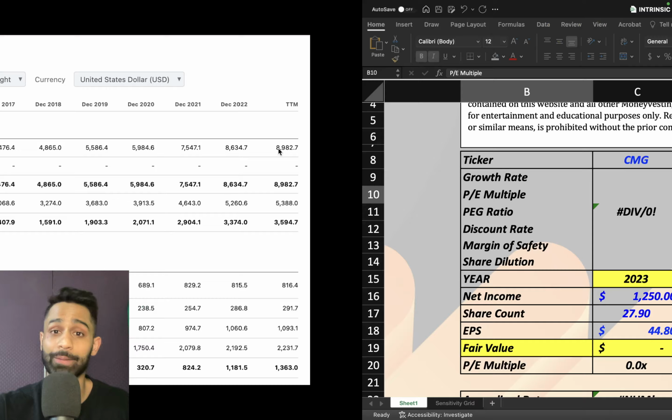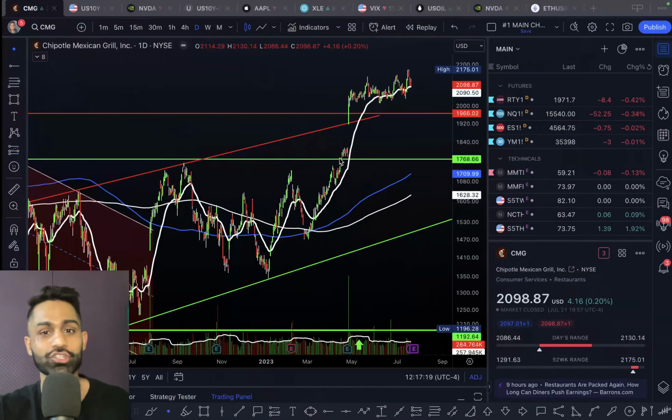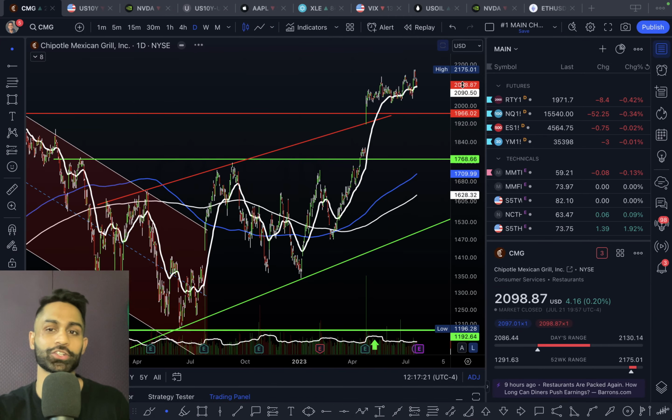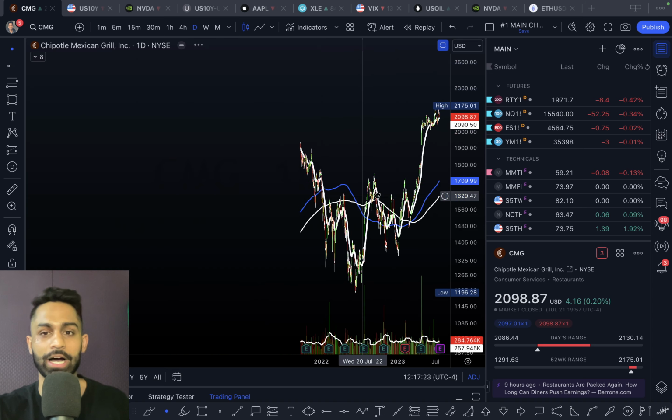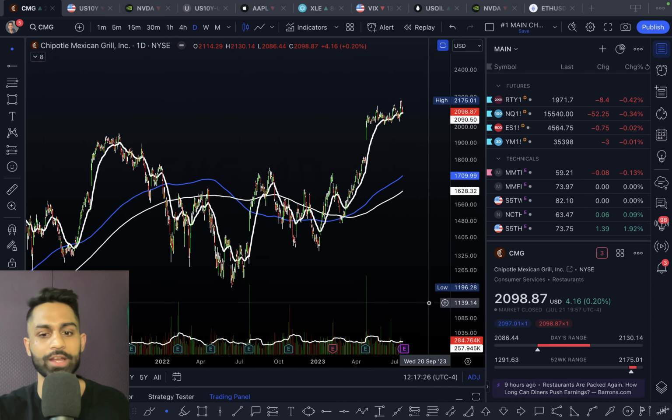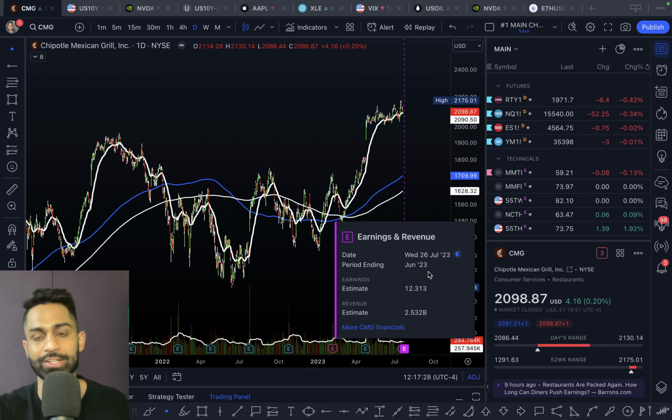So the company we are talking about today is going to be none other than Chipotle. And Chipotle here is trading at just under $2,100, pretty much at an all-time high right now. And they are going to be reporting earnings next week on Wednesday, July 26th, after the markets close. The EPS expectations are just a little bit over $12.31, and revenue expected at just over $2.5 billion.